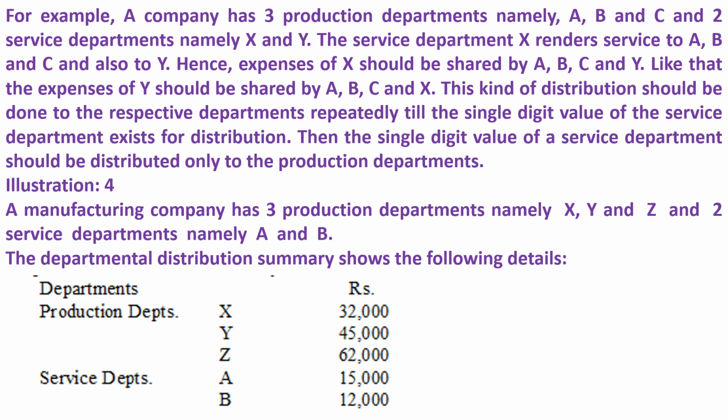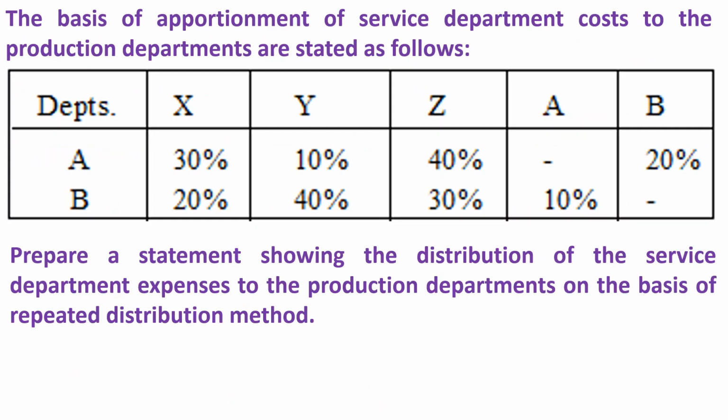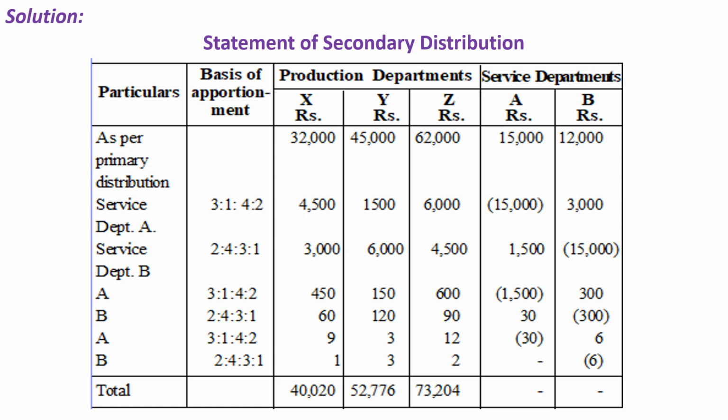This kind of distribution should be done to the respective departments repeatedly till a single-digit value of the service department exists for distribution. Then the single-digit value of a service department should be distributed only to the production departments. Illustration 4. A manufacturing company has 3 production departments, namely X, Y, and Z, and 2 service departments, namely A and B. The departmental distribution summary shows the following details. The basis of apportionment of service department costs to the production departments are stated as follows. Prepare a statement showing the distribution of the service department expenses to the production departments on the basis of repeated distribution method. Solution. Statement of secondary distribution is stated here.